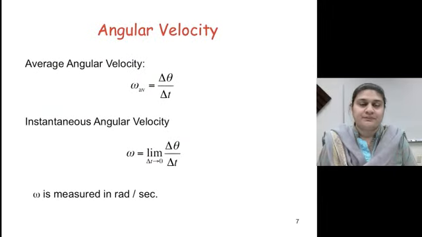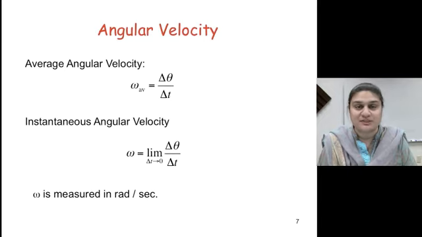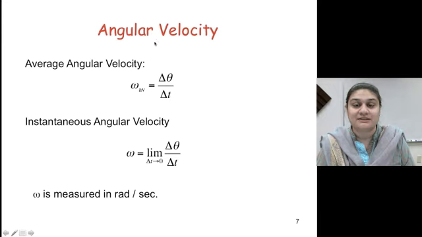Angular velocity. Now, angular velocity is just like the regular velocity. It is a rate of change of displacement. But in case of the angular velocity, it is the rate of change of angular displacement. So the angular displacement is given by delta theta.